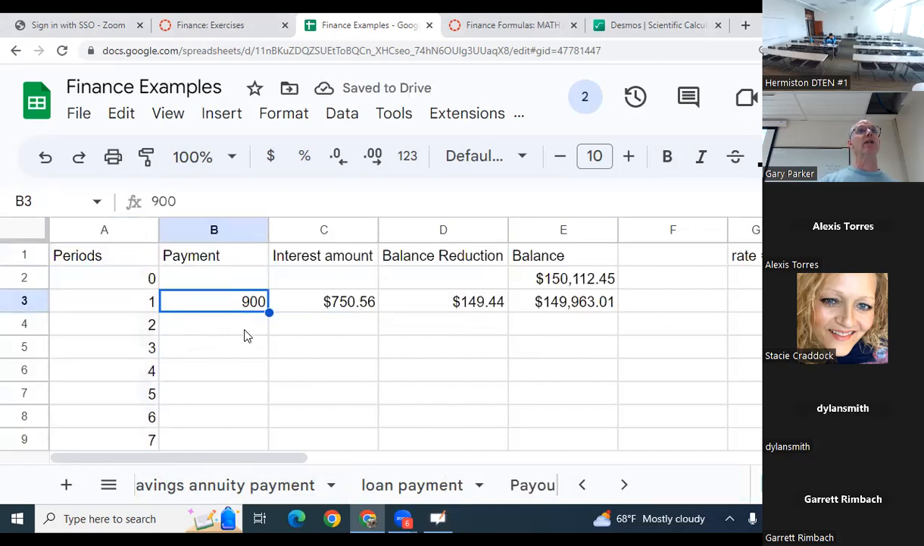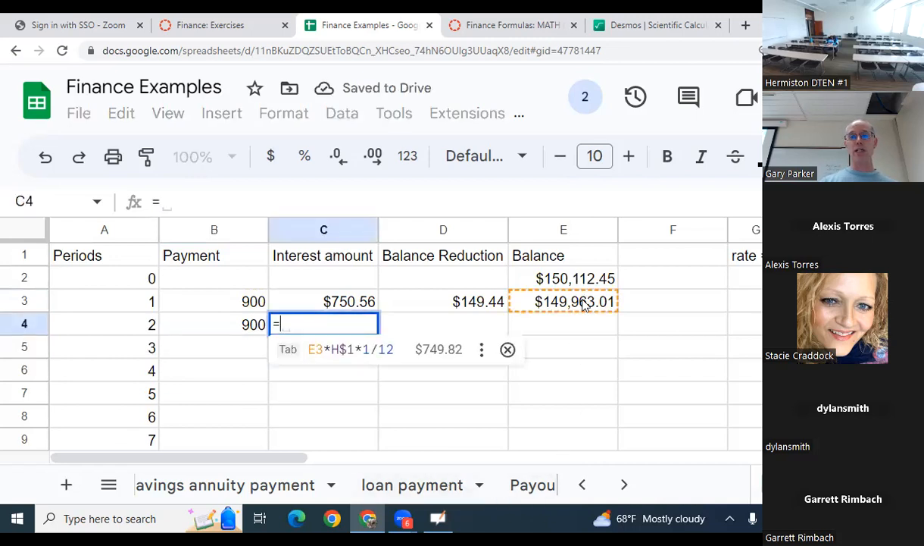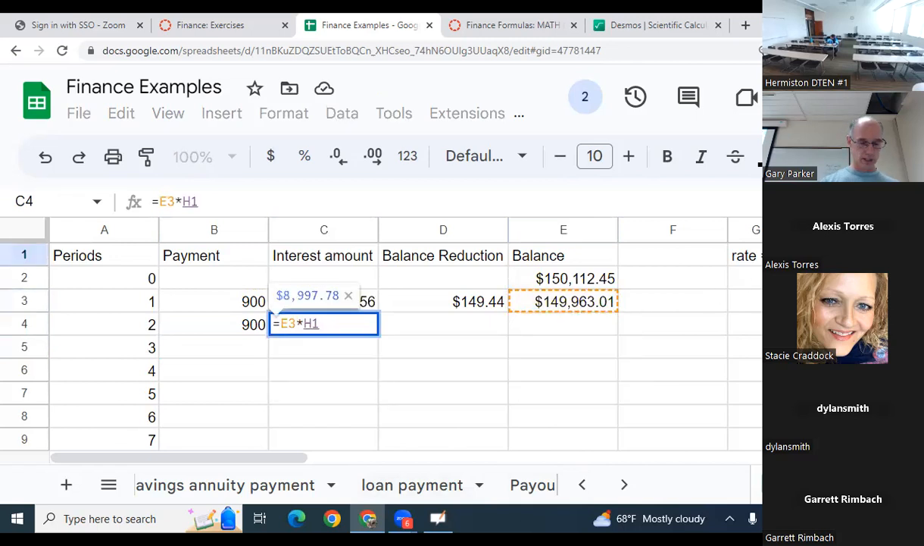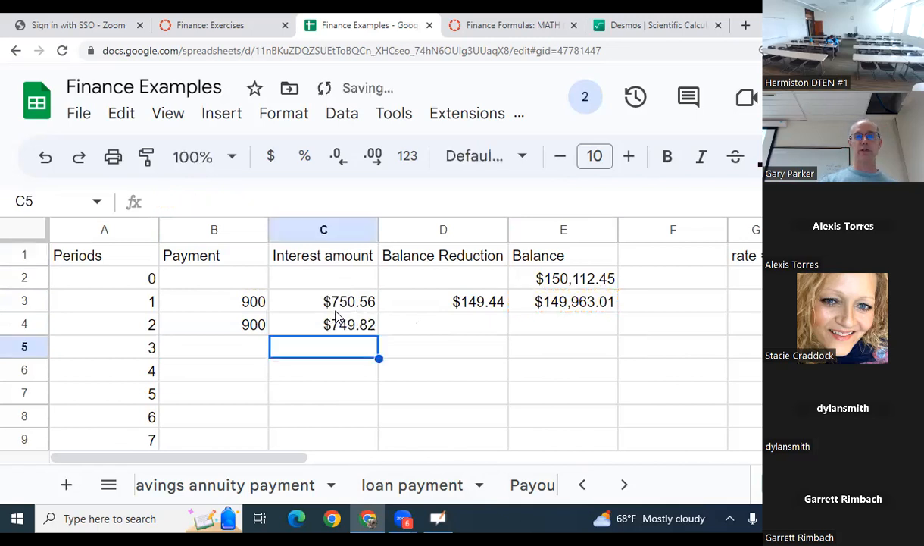What's my payment next month? Same thing. So I'm just going to go equals, grab the number above. How do they calculate what I owe them? Same thing as before. They're going to say, okay, you owe me this much interest. And 1/12 of a year has gone by. Same calculation I did before. The only thing is the interest rate's always the same. So again, I'm going to put that $ there.